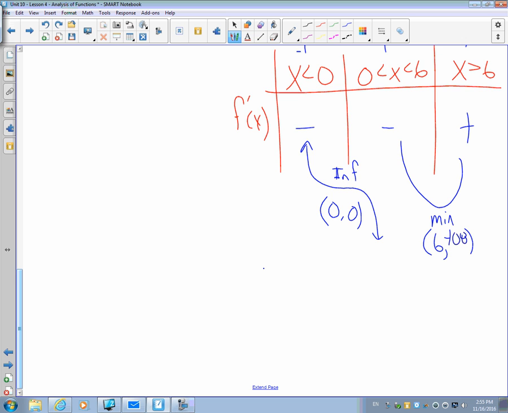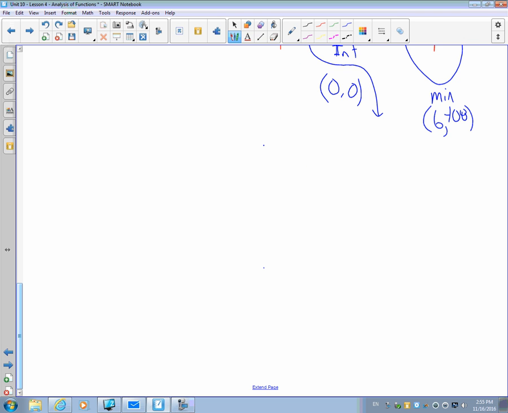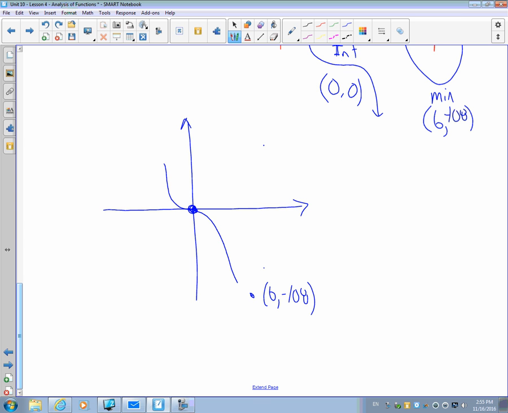-108. So, if we're drawing ourselves a picture, again, just a rough sketch, because our numbers are pretty big, I've got an inflection point at 0, 0. That's 6, -108. Let's call that down there. Just a rough sketch. We don't even have a sense of scale in here, okay? All I know is that I have a down inflection point, so it's going to go down, flat, and then a minimum.